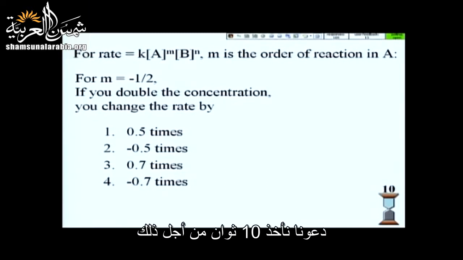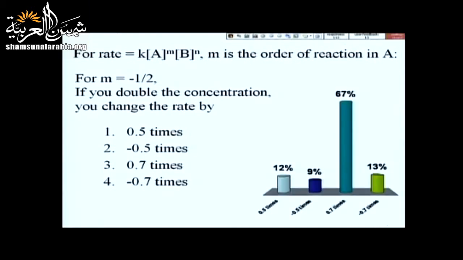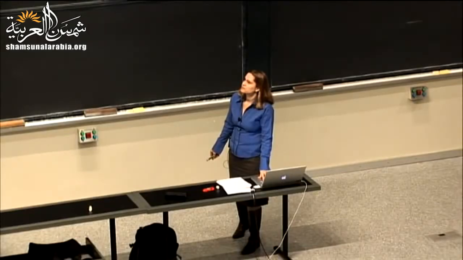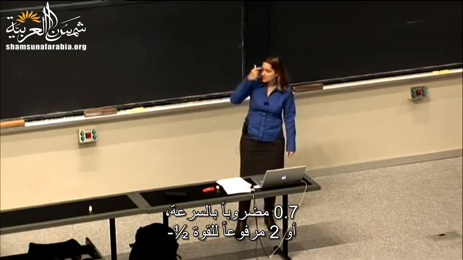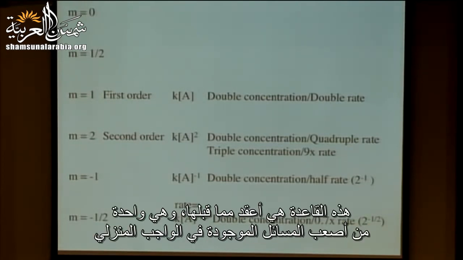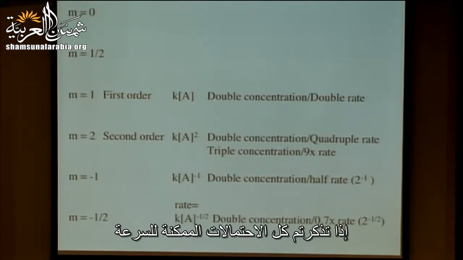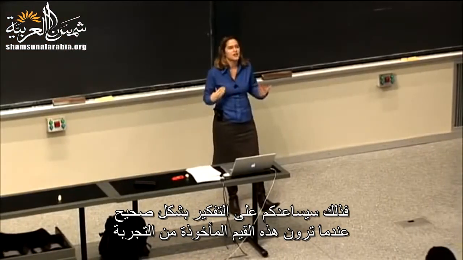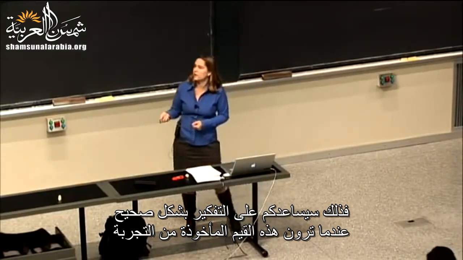Okay, let's just take 10 more seconds. Yep, so most people got that right. So if we go back here, 0.7 times the rate, you could think about this as 2 raised to the minus 1 half. These get a little more complicated and are some of the harder ones on the problem set to recognize the relationship. So if you remember all the possibilities, it's going to help you think about what's going on when you see the experimental data.